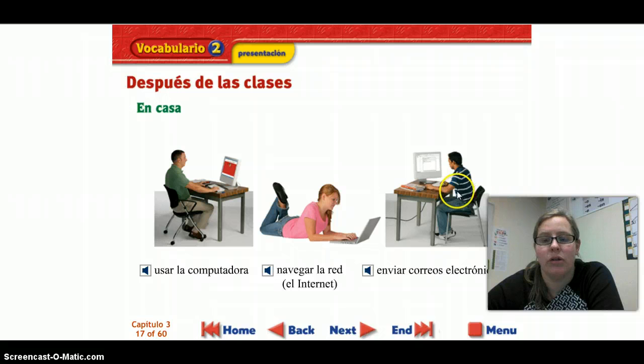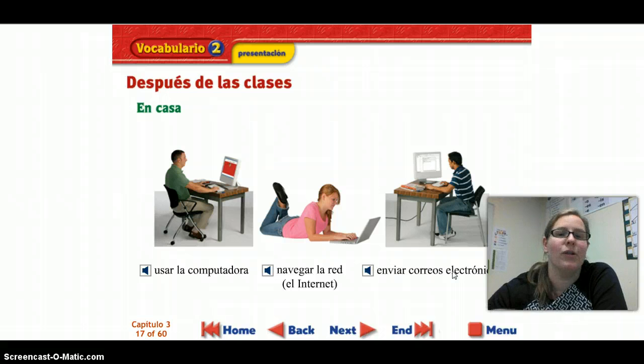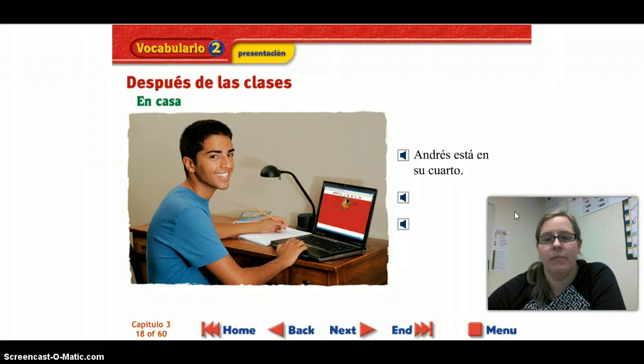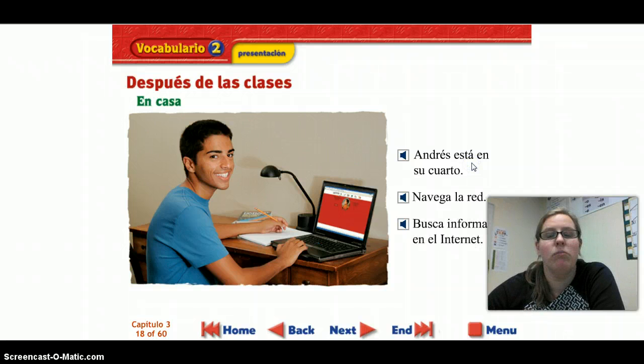Enviar correos electrónicos. So enviar is to send. Correo is mail. Electrónico obviously is electronic. So to send electronic mail or to send email. And I believe this is the last slide. Andrés está en su cuarto. So Andrés is in his room. He's surfing the net. Busca información en el internet. He's looking for information on the internet.